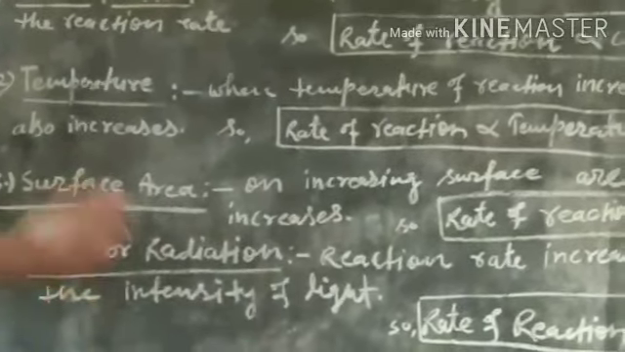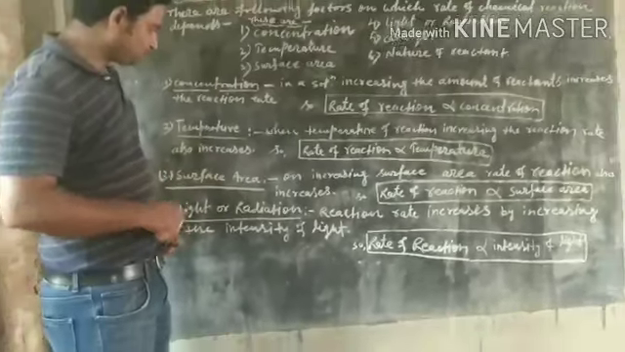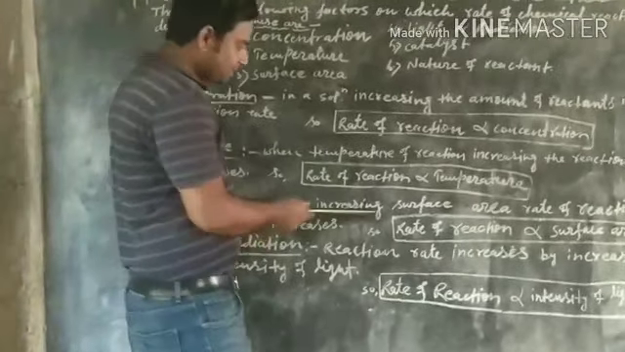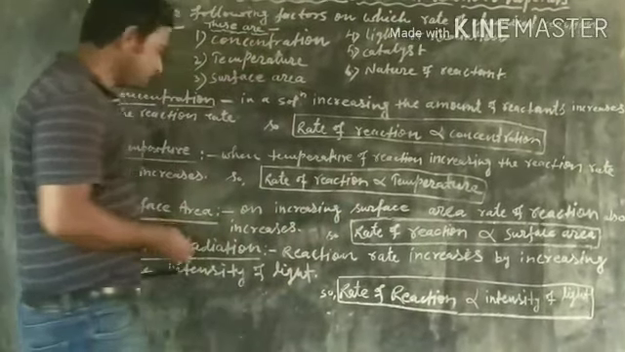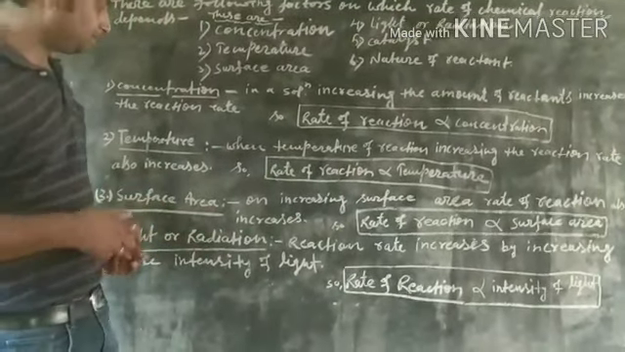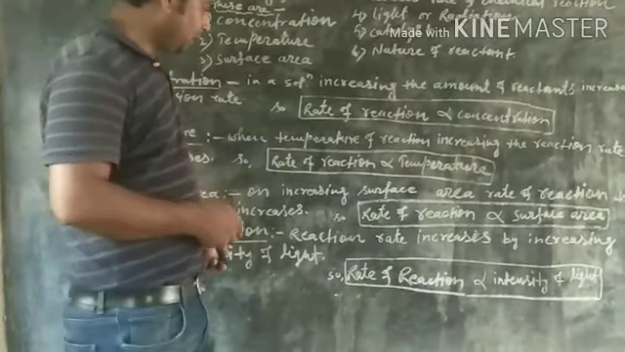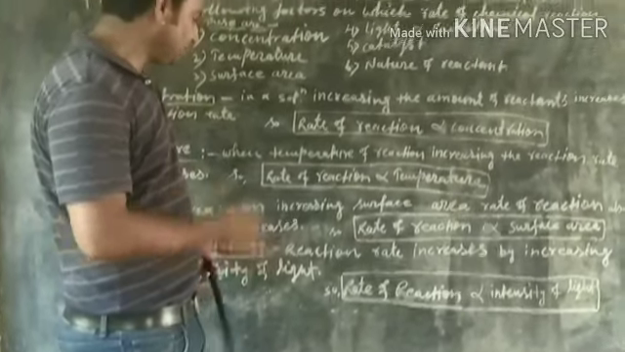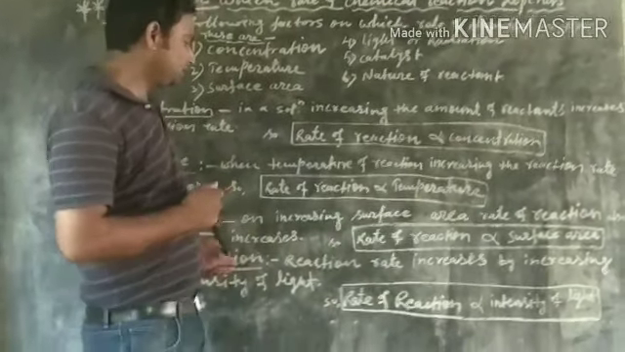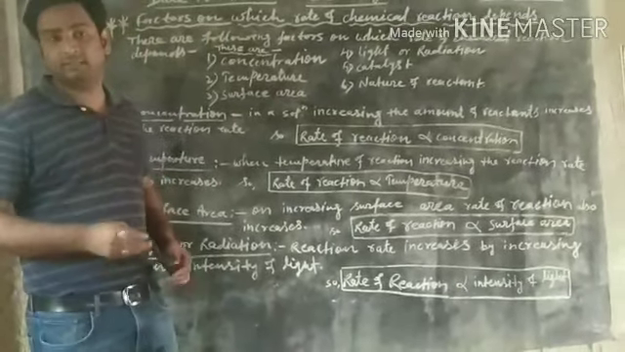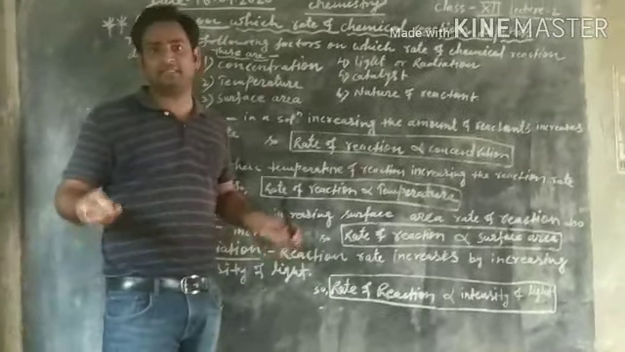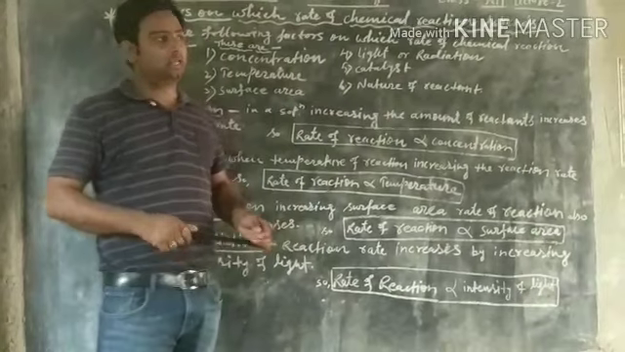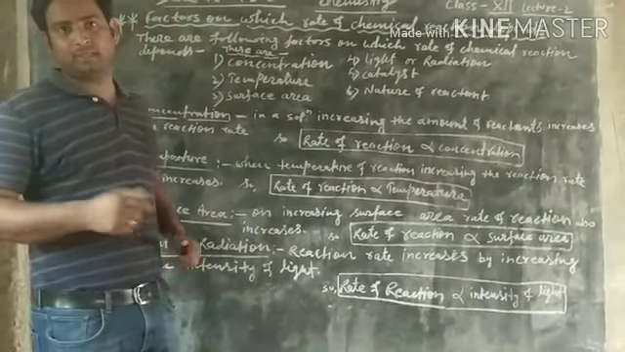Now light or radiation. How do light and radiation affect the rate of reaction? Reaction rate increases by increasing the intensity of light. So you can say the intensity of light is directly proportional to the rate of reaction. It means that in any reaction, if the intensity of light increases, then the rate of reaction increases.